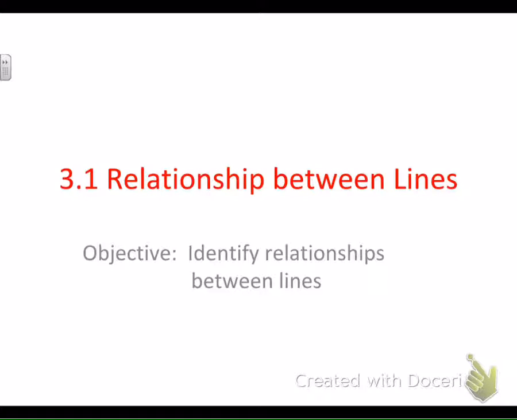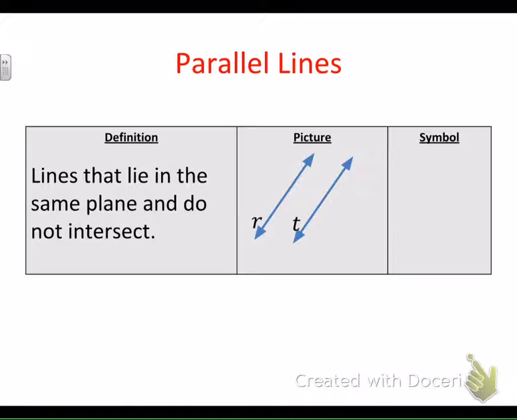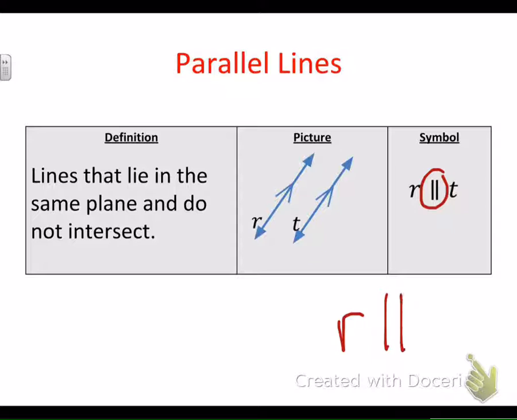Alright, the lesson is the relationship between lines, and your objective is to identify relationships between lines. Alright, parallel lines. Lines that lie in the same plane and do not intersect. Okay, this is the main symbol for them. So you would write line R is parallel to line T.